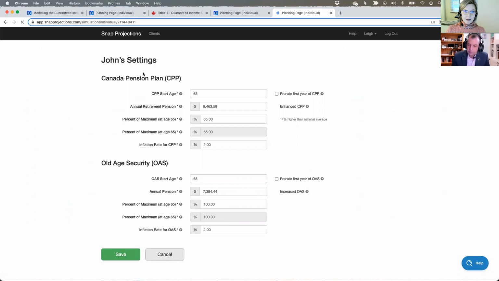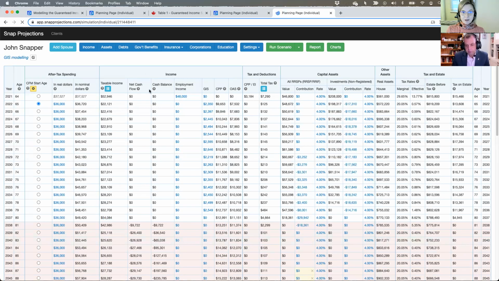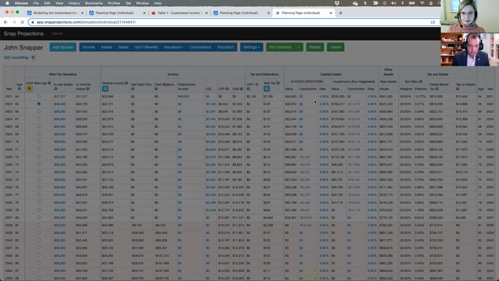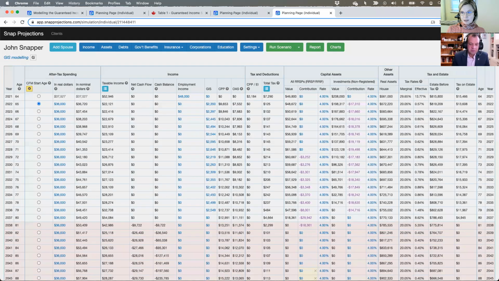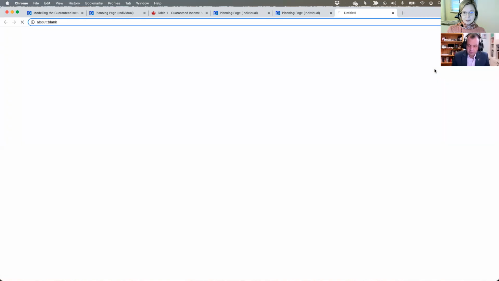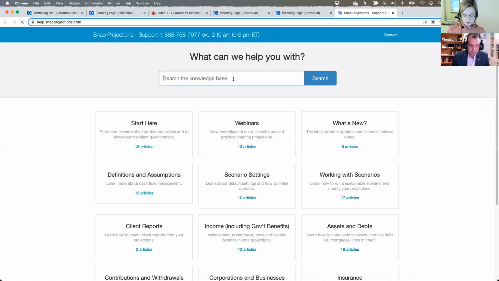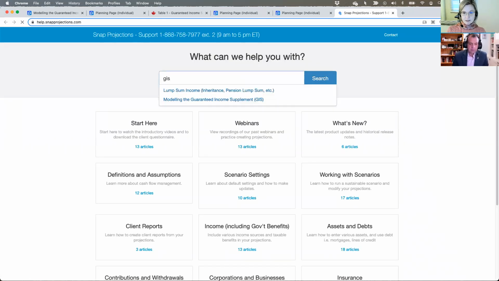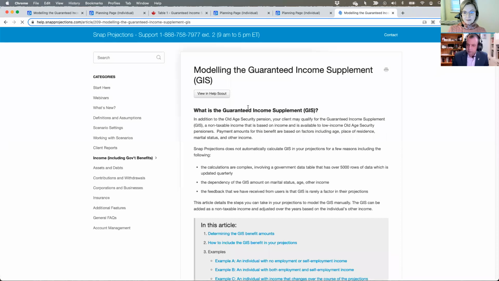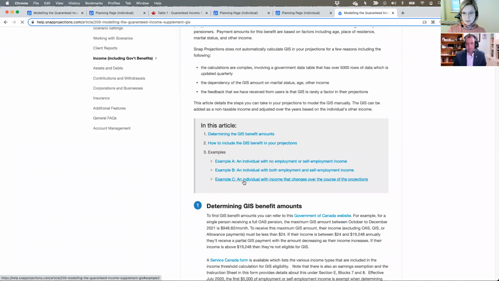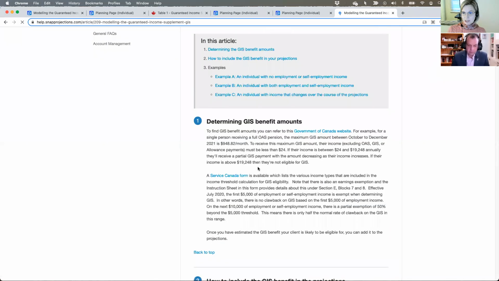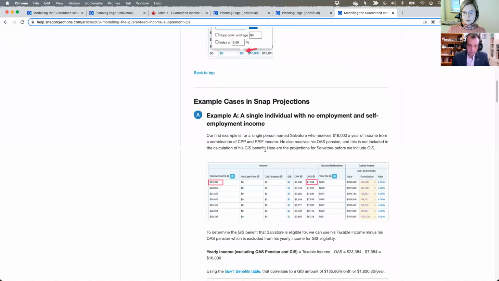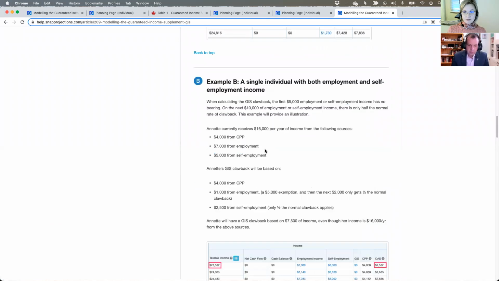Anything else? I think from here, how you get to our help section is helpful. You can just click up on the top right and click help. And how you get to that article that I mentioned, you can just type in GIS, for example. You're going to get some answers here. Go to this article, and this details additionally this example C, the one where the income changes over the course of the projections. So this is all here for you to read over.